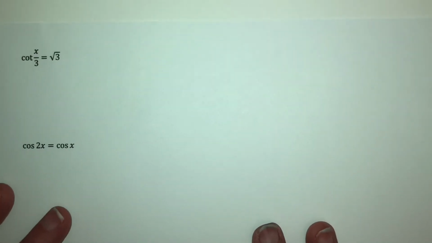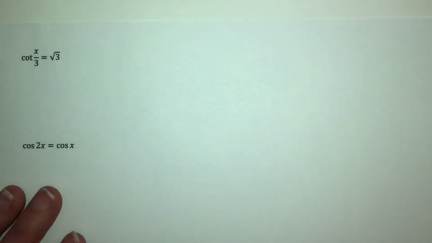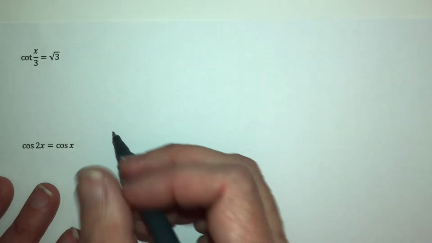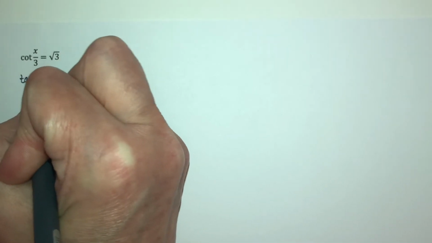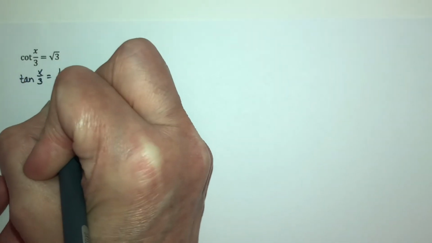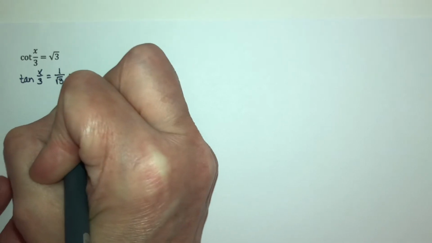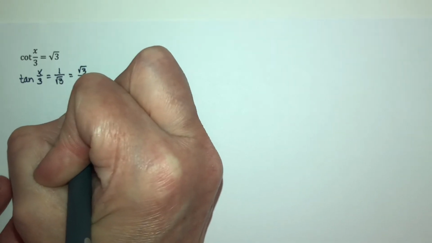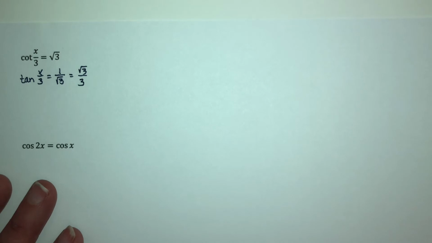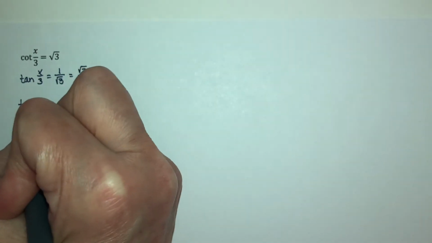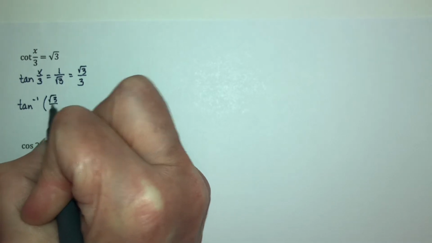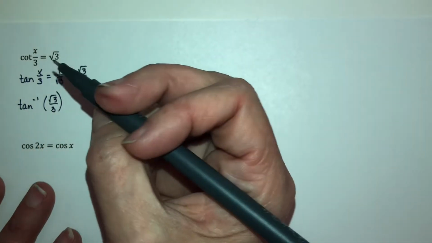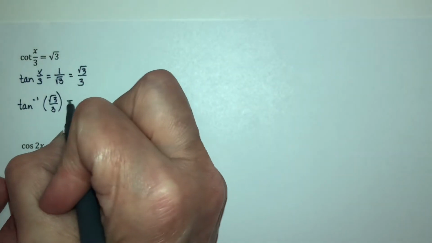So we have cotangent of x over 3 is equal to the square root of 3. This means that tangent of x over 3 is equal to 1 over the square root of 3, which is square root 3 over 3. Now, inverse tangent of square root 3 over 3 is pi over 6.